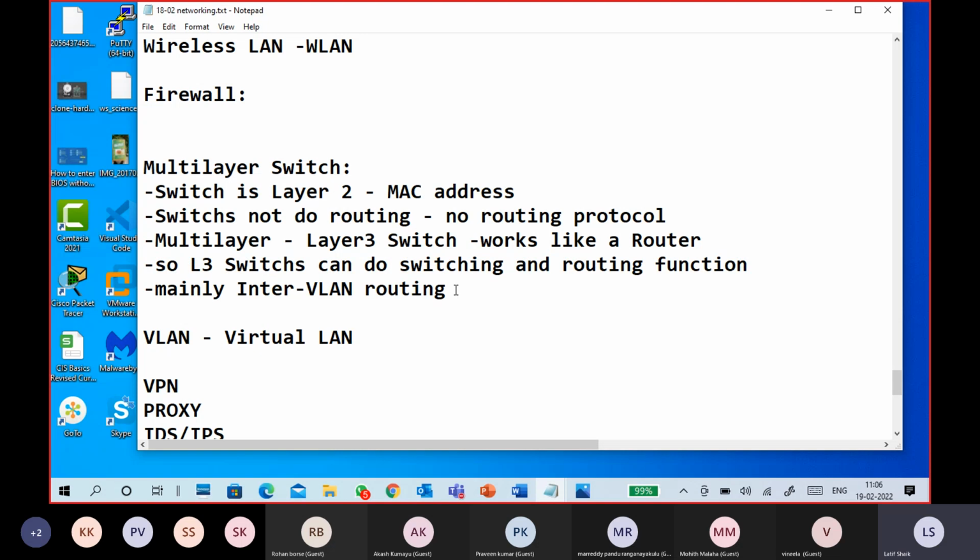Layer 2 routers are not there. So what about layer 4? No, layer 4 is the transport layer.